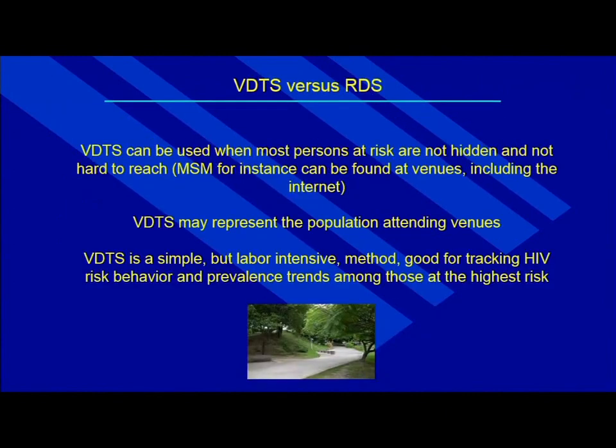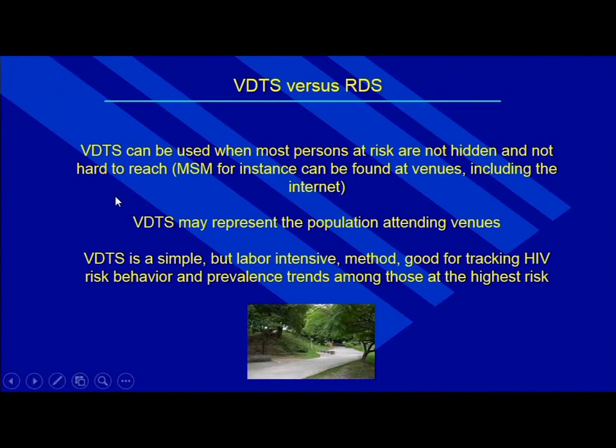I will continue with comparing these a little bit, to see in what situations we may actually use each method. VDTS can be used when most persons at risk are not hidden. For instance, in this country, we have done a variety of VDTS samples at venues where MSM and transgender people congregate, because Thailand is an open society, so you can find people at venues. It may be different in, for instance, the Soviet Union or other countries around the world. There we actually may prefer to do an RDS sample.